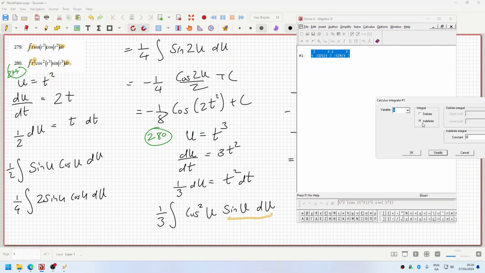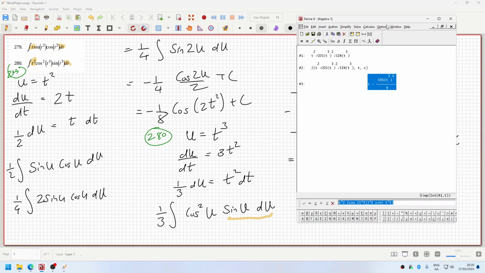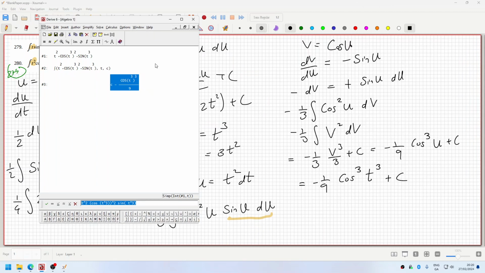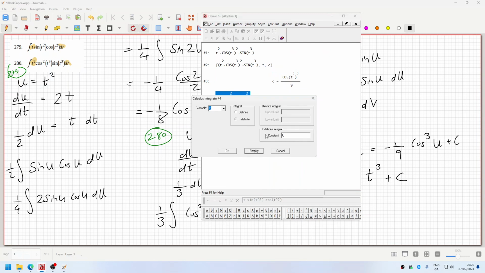Let us integrate. We'll put the constant as c. Minus 1/9. Yeah. That checks out. That checks out. Sure, I might as well check the other one while I'm here. T sine t squared cos t squared, integrate.